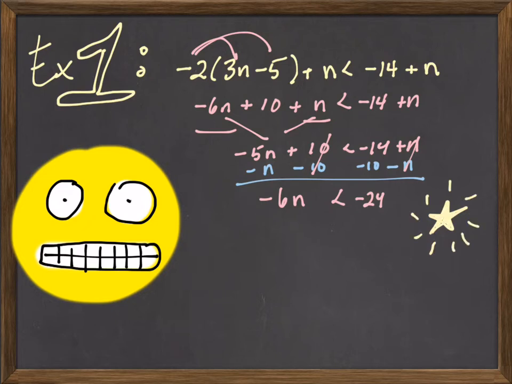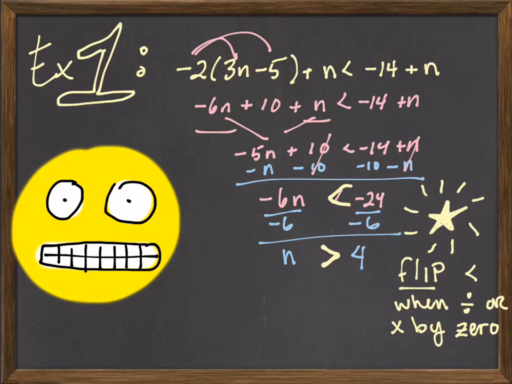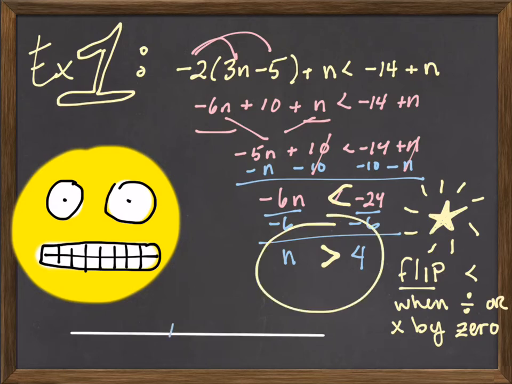Now you have to make sure that when you divide or multiply by a negative, you flip the inequality. Right now this inequality is pointing this way, and it's going to point the other way when I divide by that -6. So there's our final answer. To graph it, make sure you put at least 2 numbers showing that you know how to count in the right direction. The negatives are on this side, the positives are on this side.